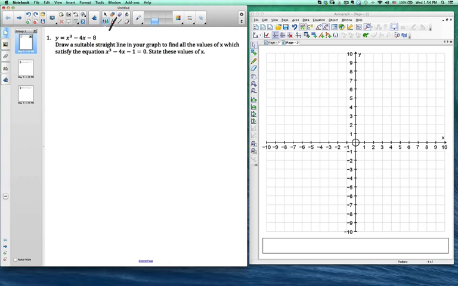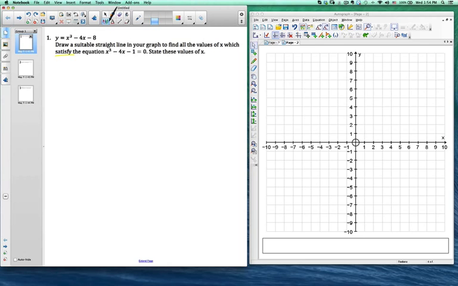What is the meaning of satisfy here? Satisfy means this equation over here must have y, meaning it must have the x cubed minus 4x minus 8 in this equation.